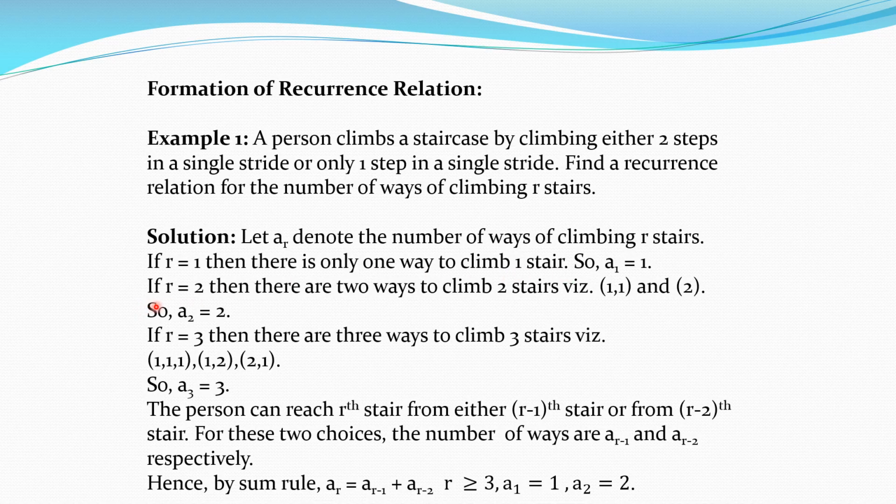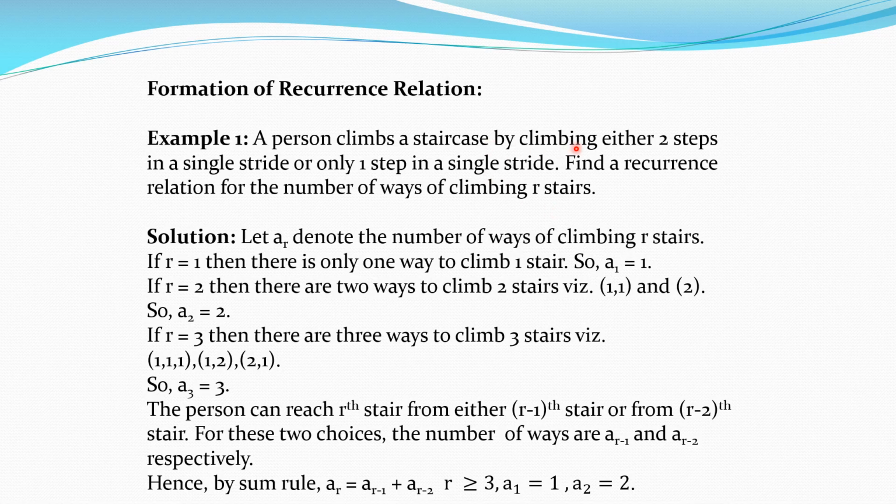Now see, r is equal to 2. It means there are two stairs, then how can he climb? So we find the different ways. One way is only one step in a single stride. So first he will go to the first step, then the second step. So it is 1, 1. That is one way of climbing those two stairs.